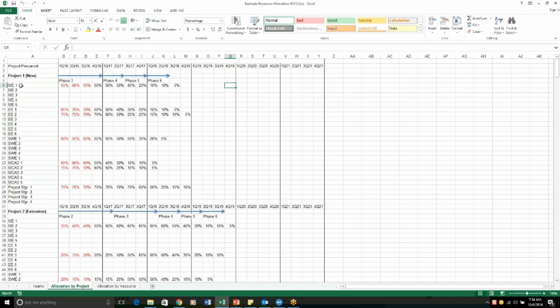But at some point, you've got to think about the projects and lining up those resources and trying to figure out what kind of loading on the system you've got. So in this worksheet, we're looking at resource allocation by project.